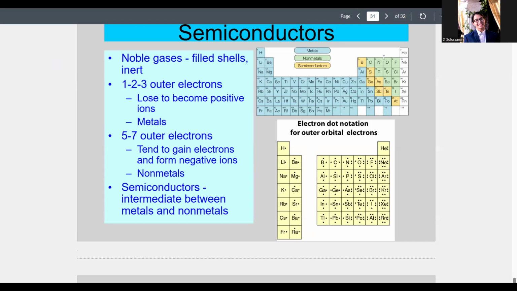I like to think of it as 5 and above definitely wanting to hold on to electrons. 4 is kind of in the middle, which is actually what makes carbon such a wonderful thing for life, because it's happy to share 4 electrons, or it's happy to bond and things like that. And these are just electron dot configurations, which you don't need to know.